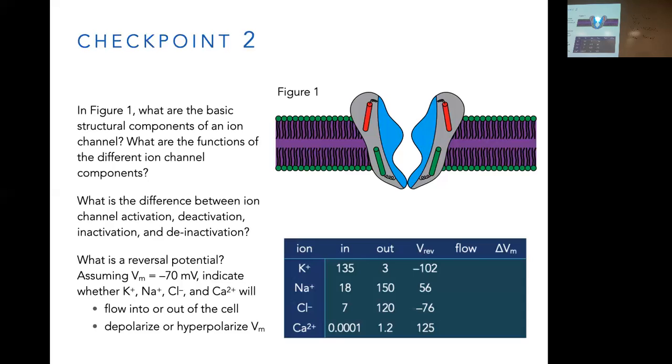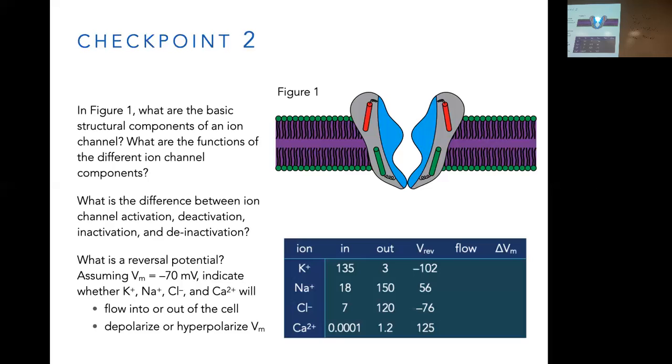Activation and inactivation are exactly what they sound like. Activation will determine whether the pore opens or closes, so open the gate or close it. The inactivation gate is going to block it, like picking up the drawbridge. It doesn't matter if you open the door, it's blocked.